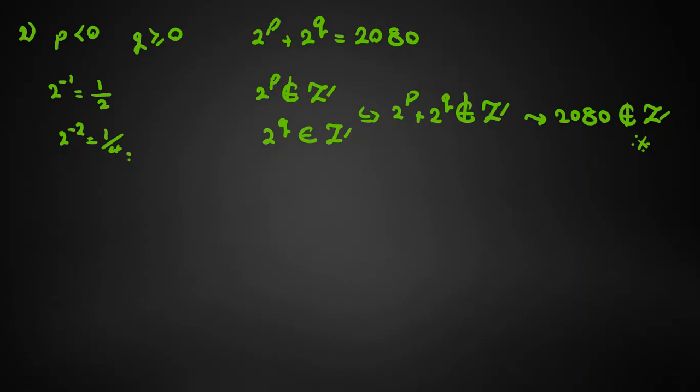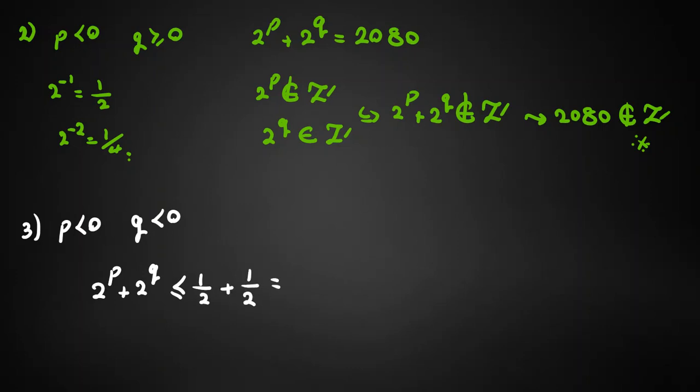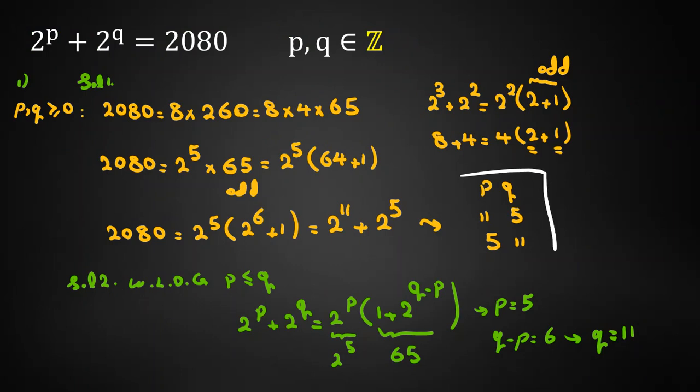It was the second part. Now let's focus on the third part, both of them less than 0. If both of them are less than 0, 2^p is less than or equal to 1/2^q, less than or equal to 1/2, less than or equal to 1. But the sum is 2080 and it's impossible. Again, contradiction. So our only answer is 11, 5, and 5, 11.